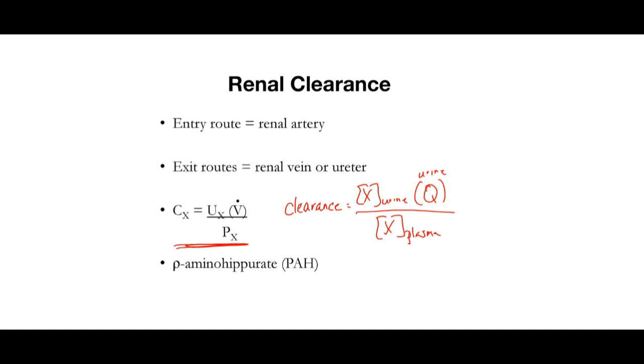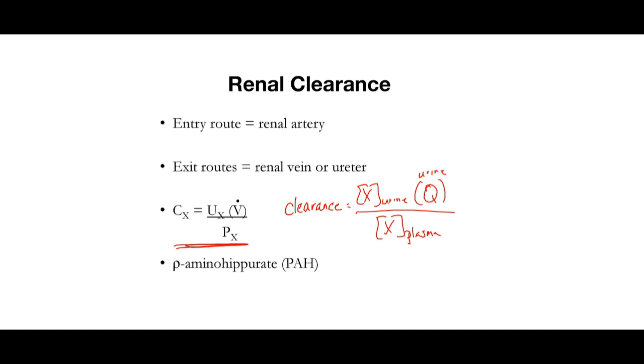Para-aminohippurate, or hippuric acid, depending on who you talk to, is completely cleared by the kidney on a single pass-through. So any PAH that enters your nephron will be completely removed by the time it gets out to the venous region, the renal vein. So any PAH coming in through the renal artery, all of it should end up in the urine, none of it should end up in the renal vein.